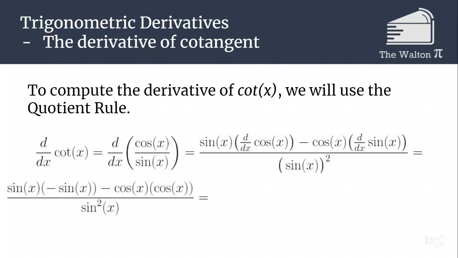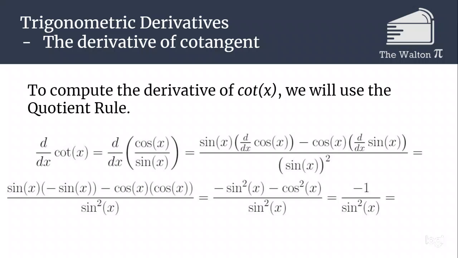So plugging in the derivatives of cosine and sine, we get sine of x times negative sine of x minus cosine of x times cosine of x all over sine squared of x. So that's negative sine squared of x minus cosine squared of x all over sine squared of x, or negative 1 over sine squared, which is negative cosecant squared.